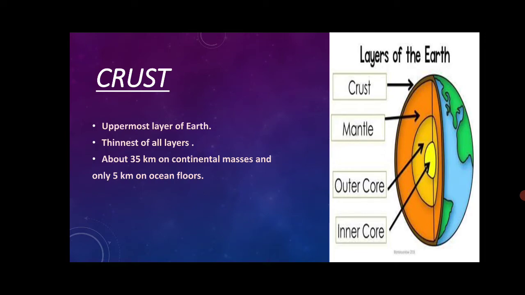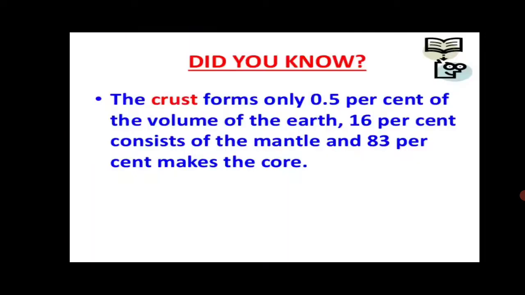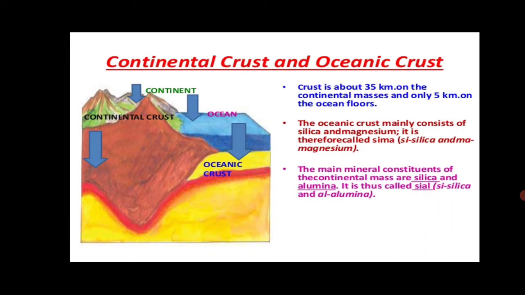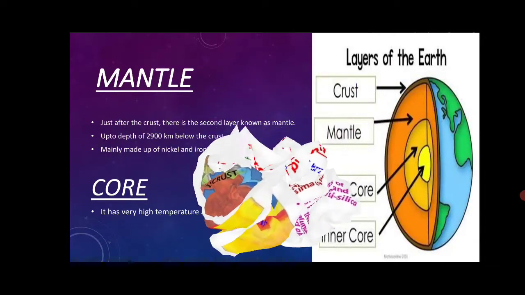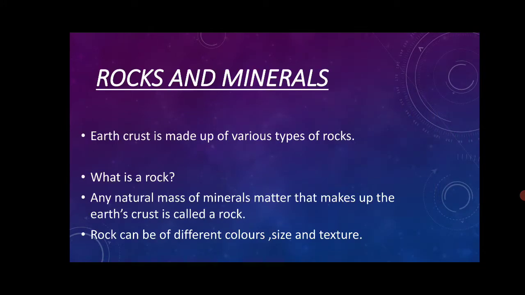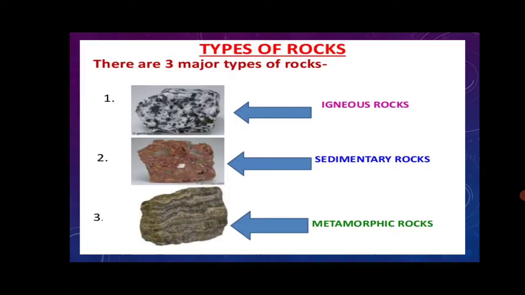Then you will explain this one by one: what is crust, continental crust, oceanic crust, the types of crust. Then we have mantle, core. Then you will explain about rocks, and all these are subtopics of the chapter Inside Our Earth.